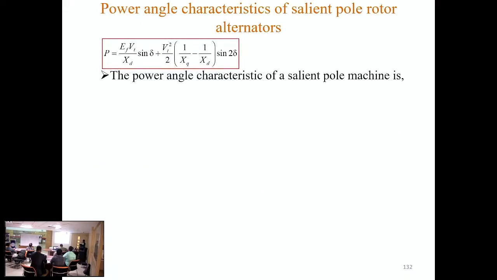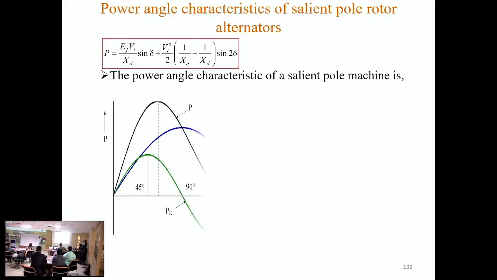So if we plot, we will get a curve like this. This one has a frequency of delta, we can say. This one is double that frequency. That means within half a cycle of this one, you will have a full cycle of this one. And if you take the resultant, or add these two curves point by point, you will get this curve, which is the actual power in the case of a salient pole type machine.